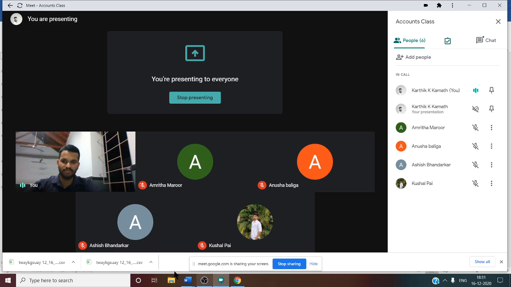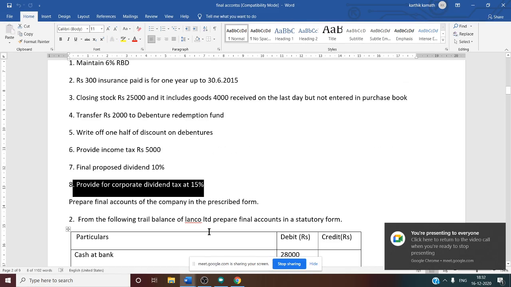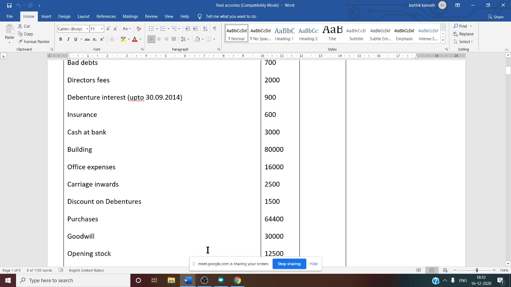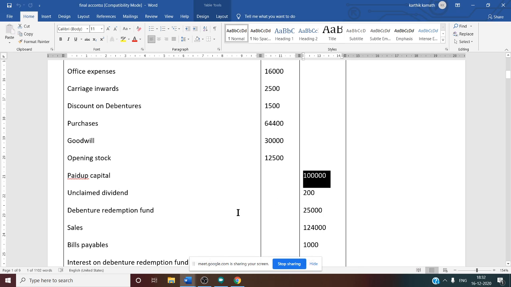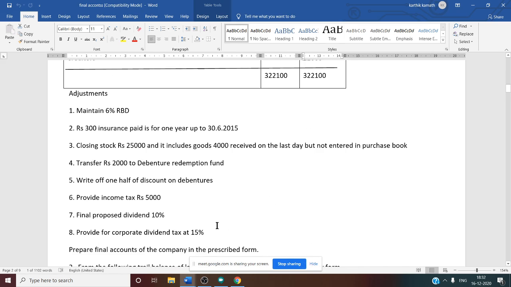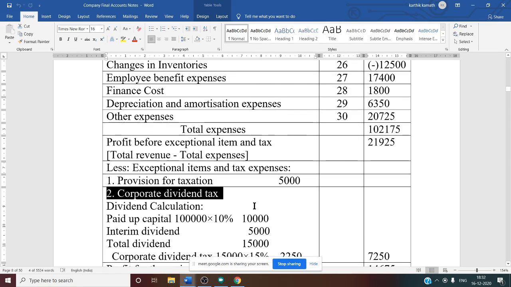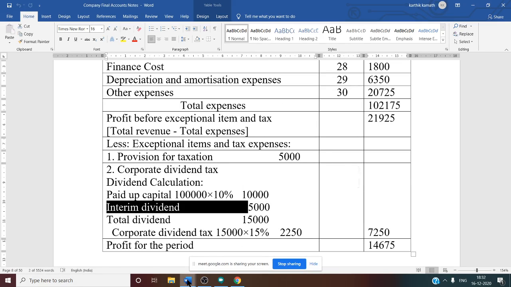Total dividend calculation we have to see, where are we going to see now the total dividend calculation. First we want paid up capital. So let us see the question where paid up capital is given in the trial balance. If you see the trial balance here, paid up capital is given as 1 lakh. See this 1 lakh. On this 1 lakh, we want the dividend percentage. What is the dividend percentage given in the adjustment? Final proposed dividend 10%. So 1 lakh into 10%, if you do, you will get this 10,000 amount. See this dividend paid 10,000 plus interim dividend already given in the trial balance.